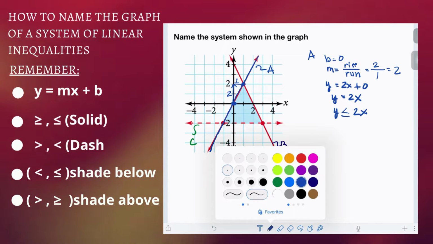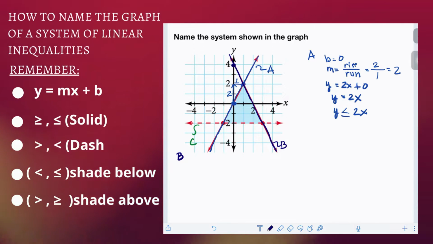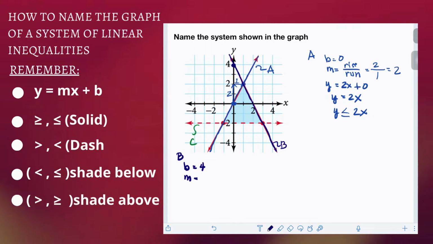Now let's move on to our inequality B. The same procedure, so we are going to get the equation of the boundary line for our inequality B, and it's a solid boundary line again, and this time this boundary line passes through the y-axis at positive 4. So our y-intercept is 4, and for the slope, we are going to use the y-intercept as our starting point, and then we can use this point again as our destination point since it's also on the line.